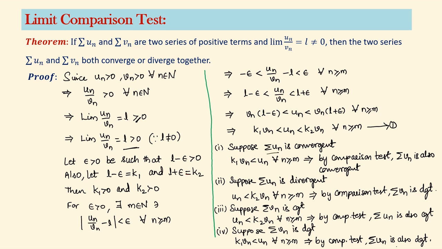So we have shown that both behave alike. If summation Un is convergent, summation Vn is also convergent. If summation Un is divergent, summation Vn is also divergent. If summation Vn is convergent, summation Un is also convergent. If summation Vn is divergent, summation Un is also divergent. So we'll make use of this test in solving the problems. While solving the problems, we have to calculate the limit value of Un by Vn, and if it is equal to L, then we say that both converge or diverge together. So we'll do the problems in the next class.